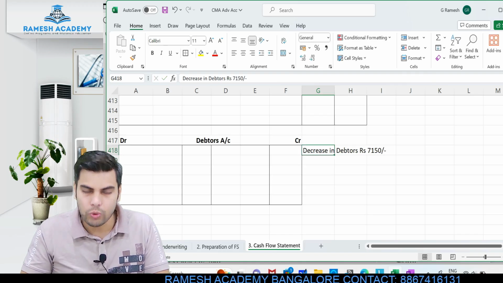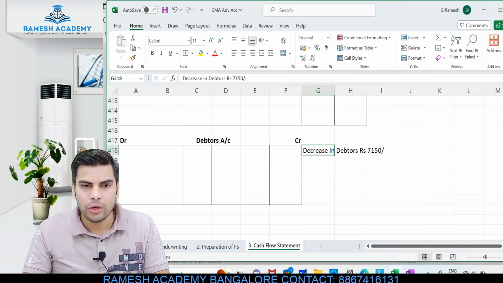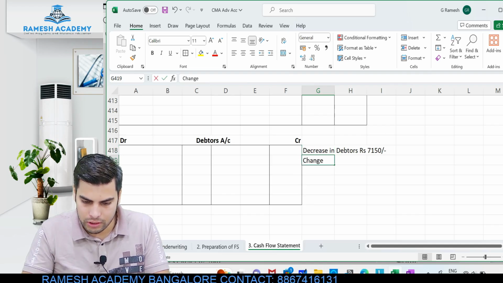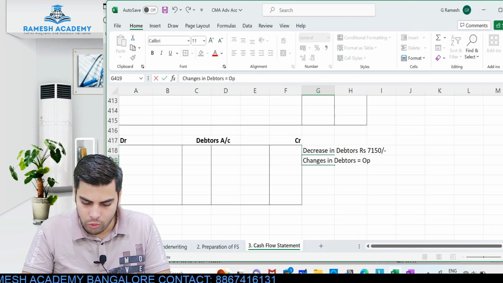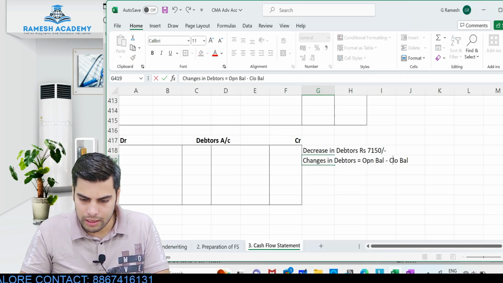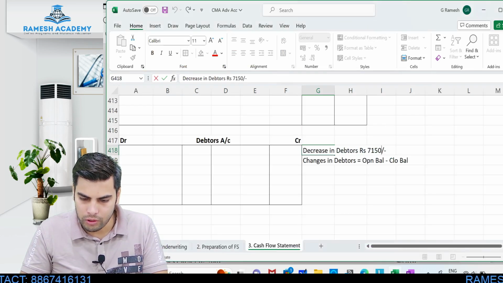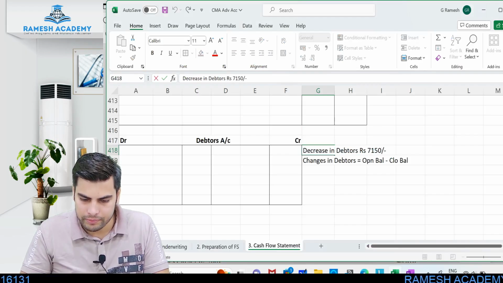Now where do I show this? So for this you need to understand how exactly we calculate these changes in debtors. Changes in debtors will be equal to opening balance minus closing balance. So opening minus closing balance, I'm getting some negative amount. If you see over here they have told negative. Decrease in debtors or change in debtors is negative.